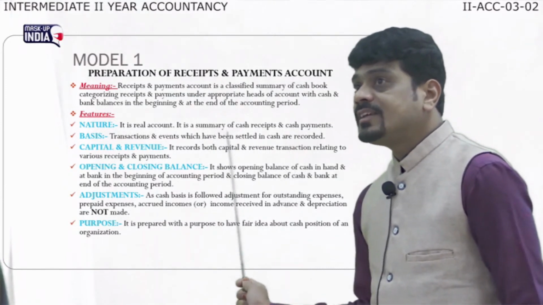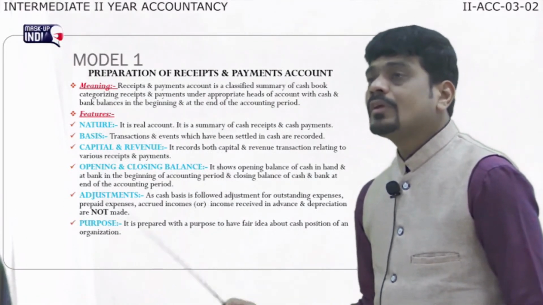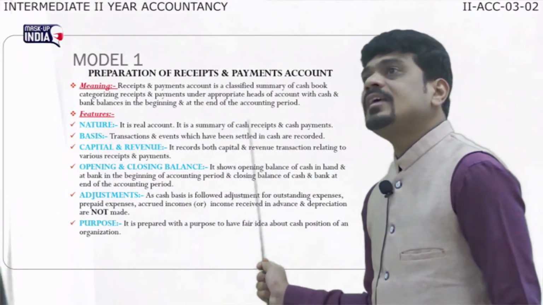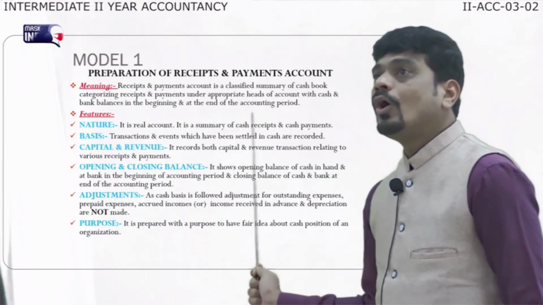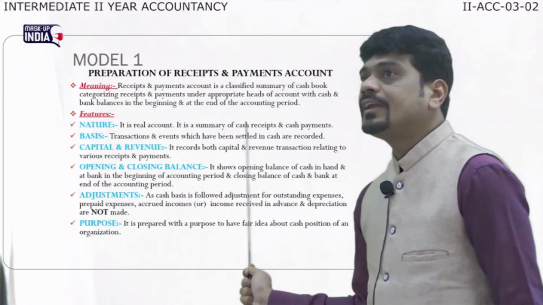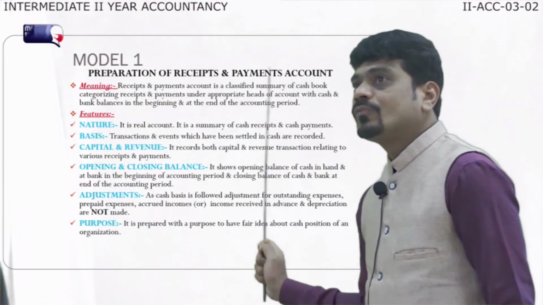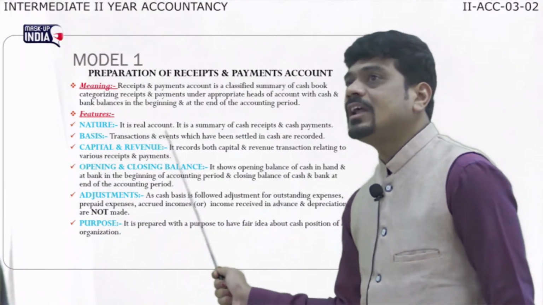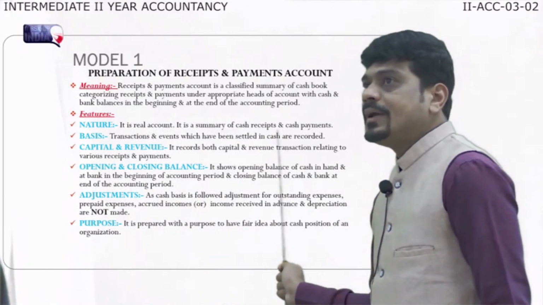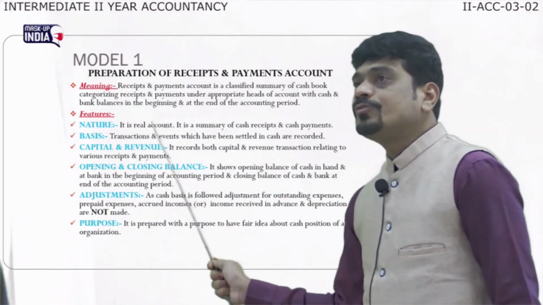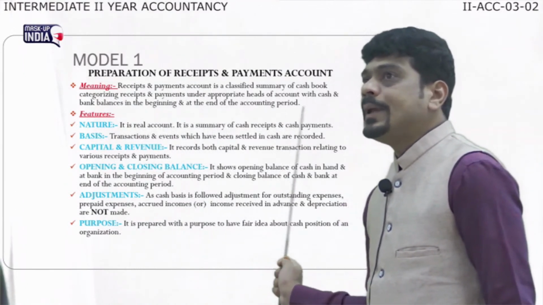When it is a receipt, the receipts are nothing but what comes in. And payments are what goes out. So in a nutshell, all the cash receipts are debited and all cash payments are credited. So the first nature is, it is a real account and it is a summary of all cash receipts and payments. So the rule we are going to follow is debit all receipts, credit all payments.